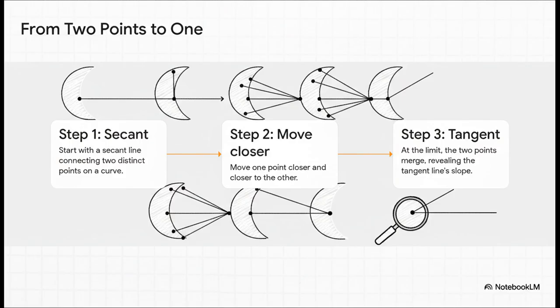Now watch what happens as you start sliding one of those points along the curve, getting it closer and closer and closer to the other one. The secant line starts to pivot, right? And it gets closer and closer to becoming the tangent line. That's the line that just barely skims the curve at a single point. The limit is what tells us the slope of that tangent line, right at that exact instant where the 2 points basically merge into one.